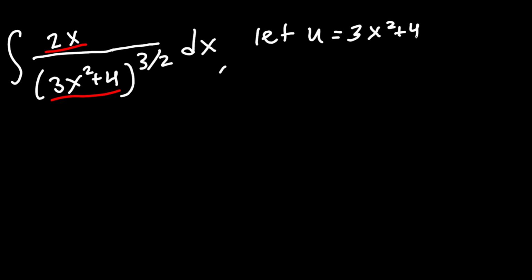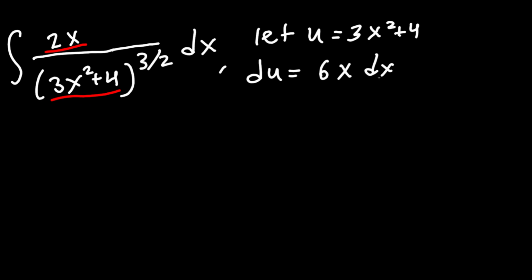But the problem is we still have that 2x on top, and we're also taking the integral with respect to x, not u. So it's not actually going to take the integral properly if we don't change that dx to a du. The way to change what we have right now as a u to du is to simply take the derivative of it. So du is going to be the derivative of u, which is 6x dx. Remember your implicit differentiation, of course.